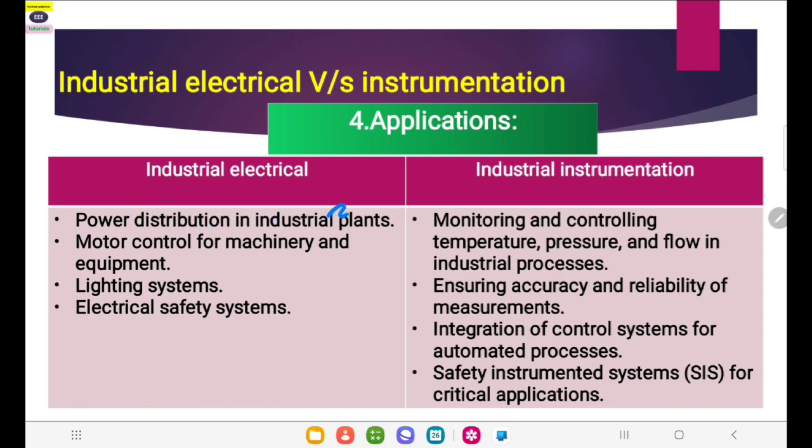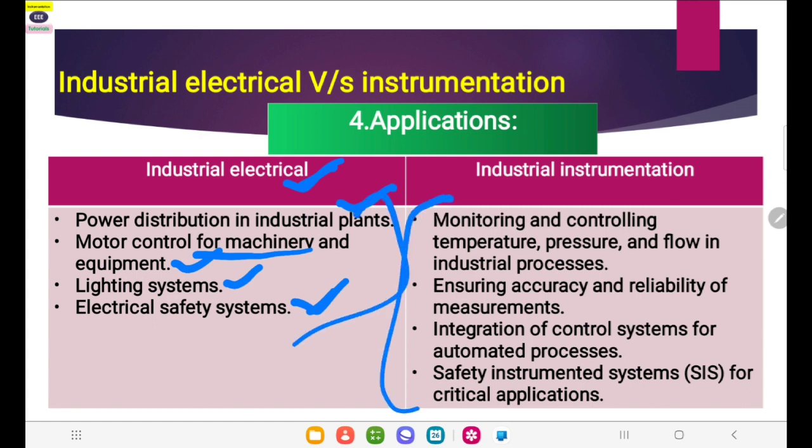So now power distribution in the industrial plant comes under the electrical department, and some motor control of machinery and equipment also comes under the electrical department. Lighting system for the plant also comes under the electrical department, and some electrical safety systems. So these are the part of the industrial electrical.